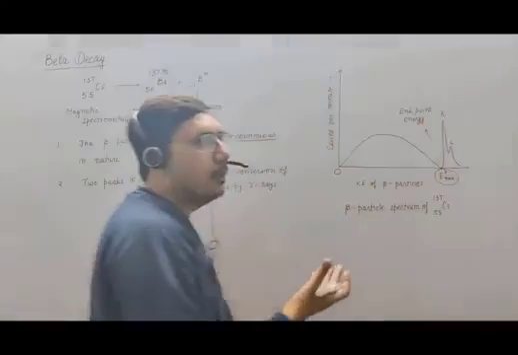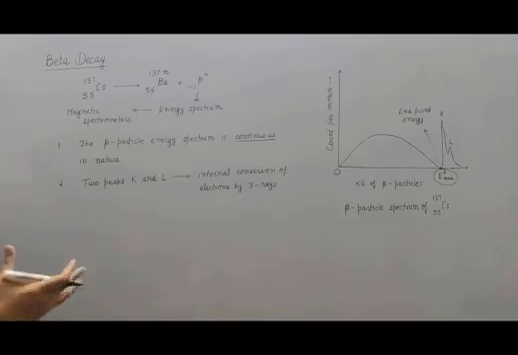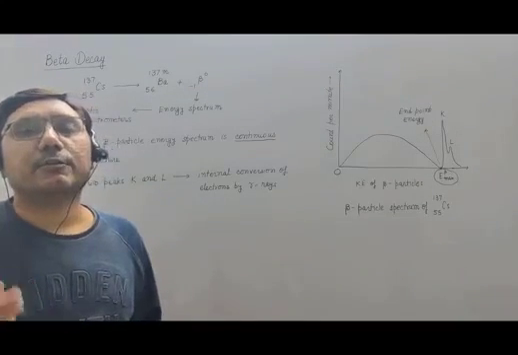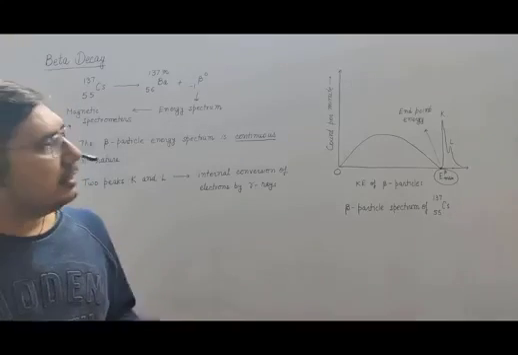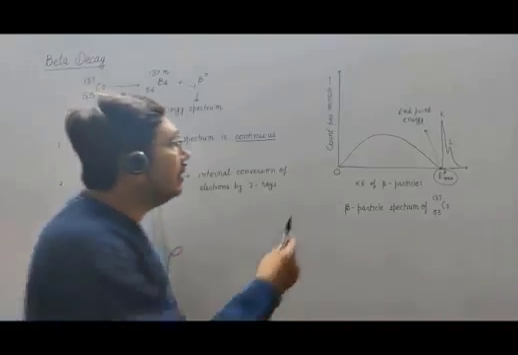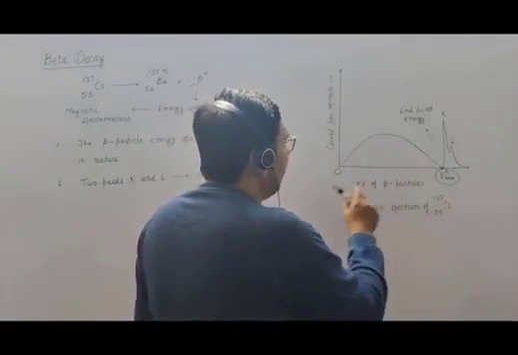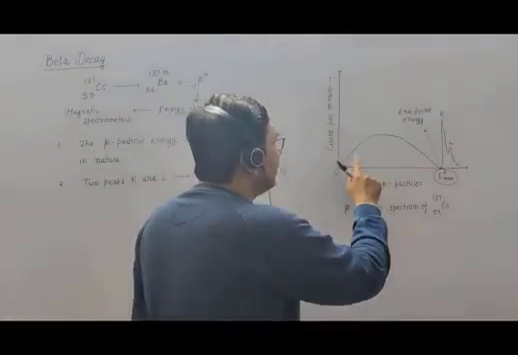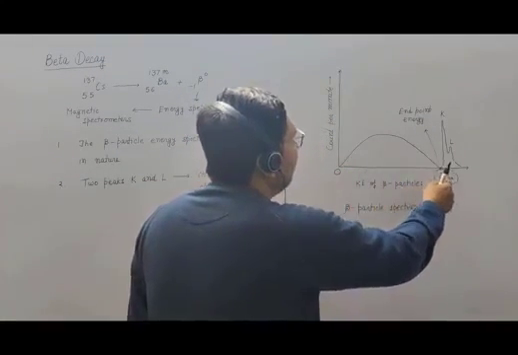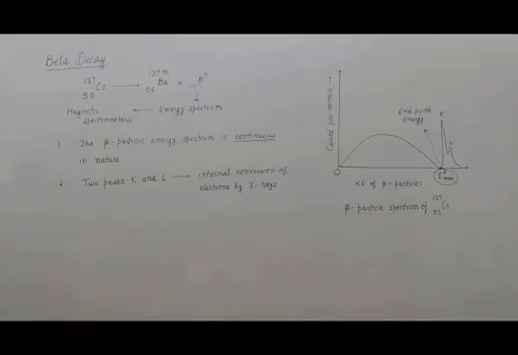When we have a sample of this nuclei, the sample emits beta particles of different energies, and the energies carried by these beta particles are continuous in nature. These beta particles can have all possible energies between 0 and E beta maximum. So this type of continuous spectrum is observed in the case of the beta particle energy spectrum.